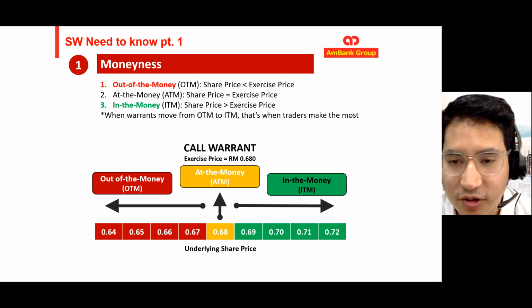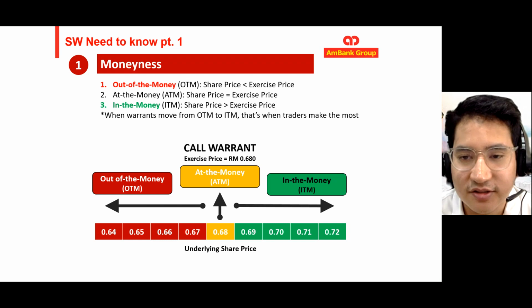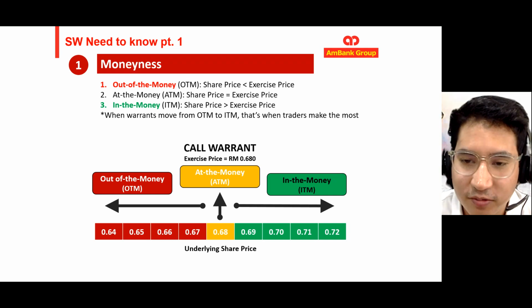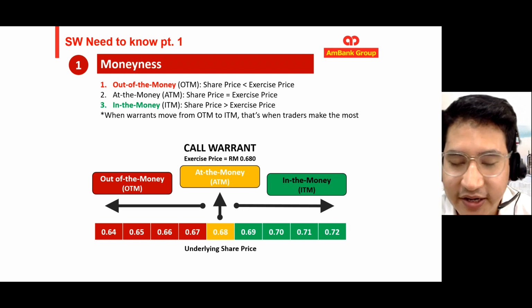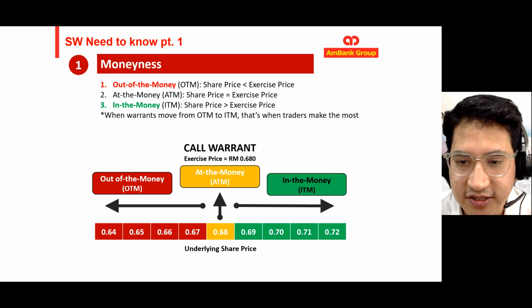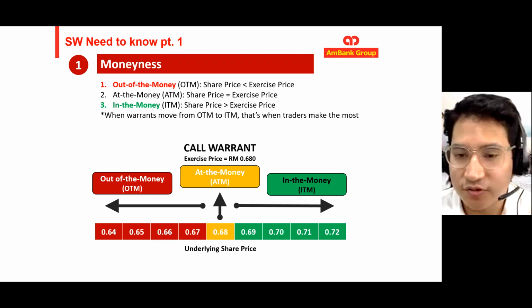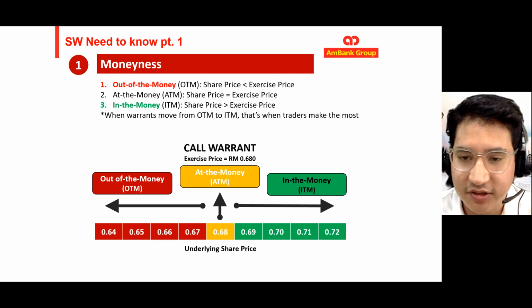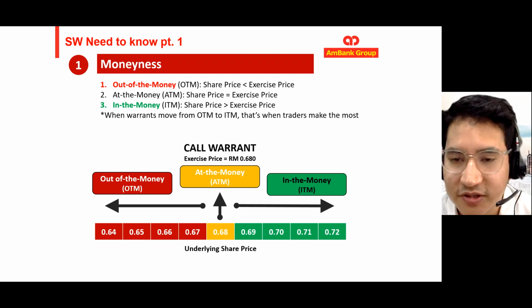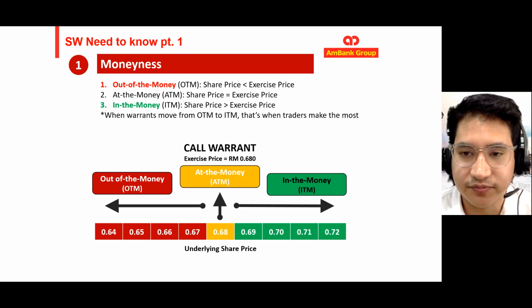So say you are looking at a call warrant. The call warrant states that it has an exercise price of 68 cents. Meaning if you buy a call warrant with an exercise price of 68 cents, and the underlying share price is at 68 cents, you are at the money. If the underlying share price increases over the exercise price, you are in the money. And the opposite, if it goes below the exercise price, you are out of the money. These are important terms that you will come across when you're reading a bit more on call warrants, and on options in general.